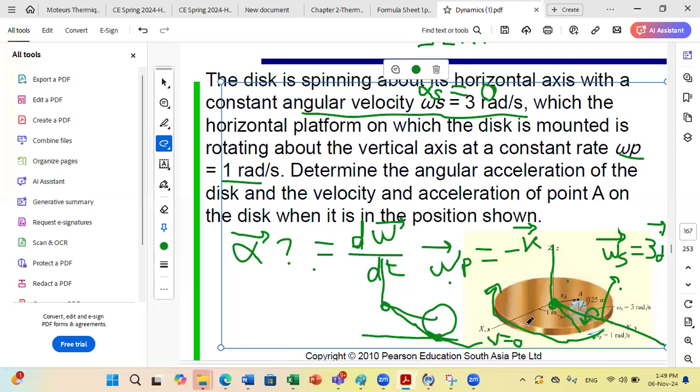Now here it's not the case because the plate is rotating. Okay, so they told us that the plate is rotating at an angular velocity omega p.